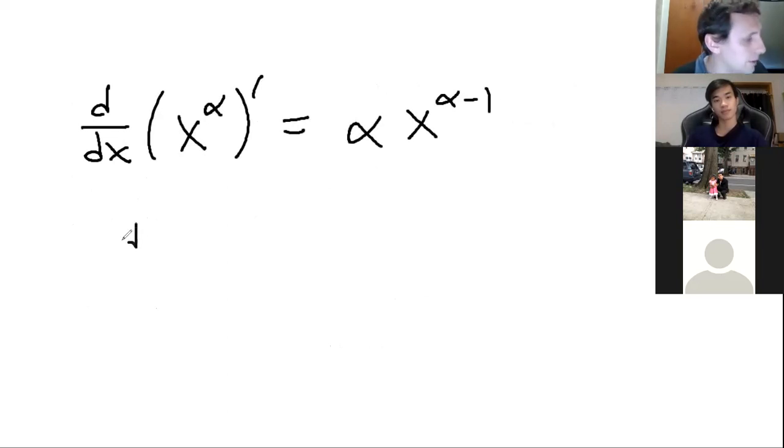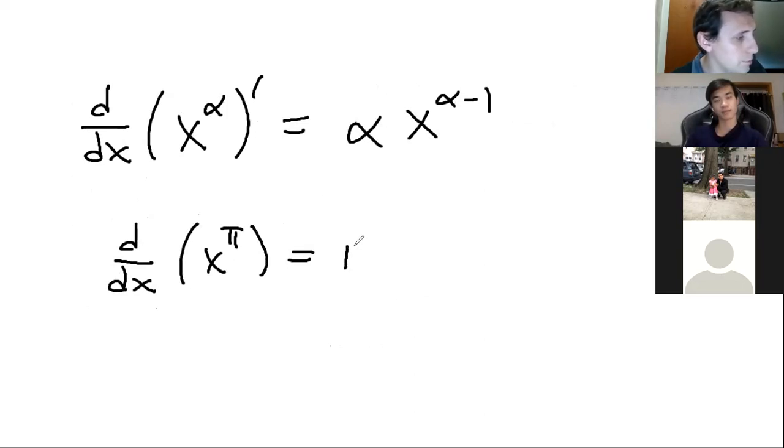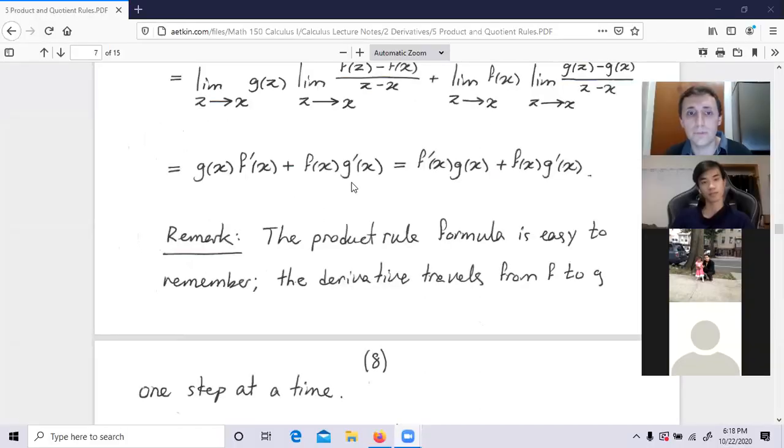So for example, if I take the derivative of x to the power of pi, that will be, whatever that means, pi x to the power of pi minus 1. But we have not established this, right? It's just that the power rule has to be generalized. Strictly speaking, it has to be generalized, and you have to show that this is still so. Good.